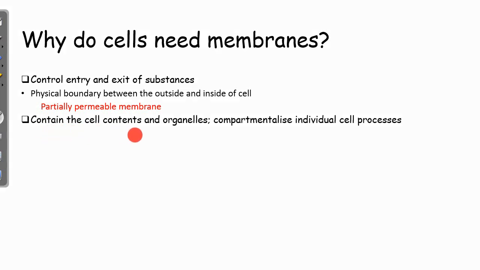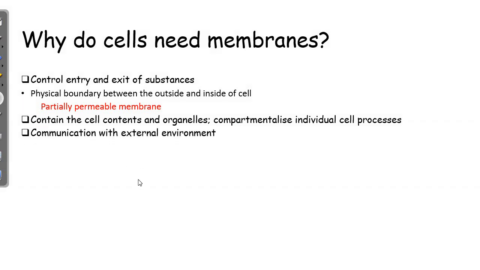The cell contains organelles. That is basically it compartmentalizes individual cell processes, because there are many cell organelles present inside the cell. So to give individuality to each of the functions, the cell membranes are really helpful. It divides the individual cell processes which are happening inside the cell. That's the second function of the cell membrane.